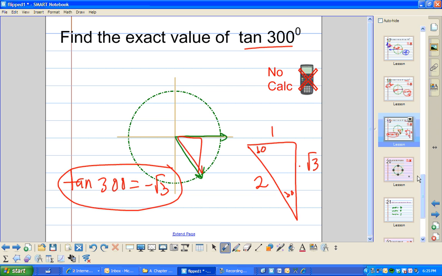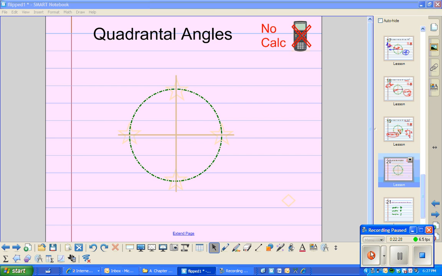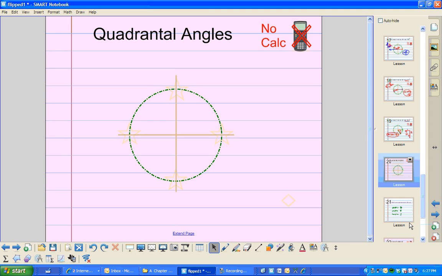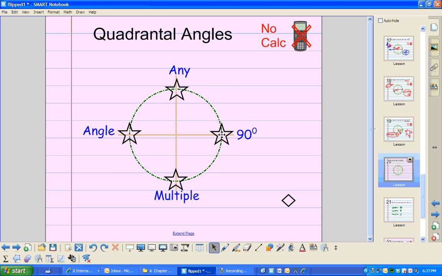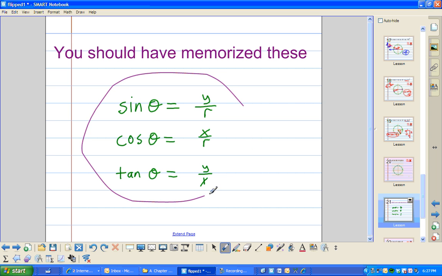Okay, let's talk about quadrantal angles. Remember, we've said quadrantal angles are angles that are at any multiple of 90. So here, here, here, remember, when it's at its max or min, or at the midline. So 0, 90, 180, 270, and so on. That's a quadrantal angle. Okay, so you should also have these memorized. We've talked about this quite a few times. Opposite over hypotenuse, adjacent over hypotenuse, and opposite over adjacent. So those you should memorize.